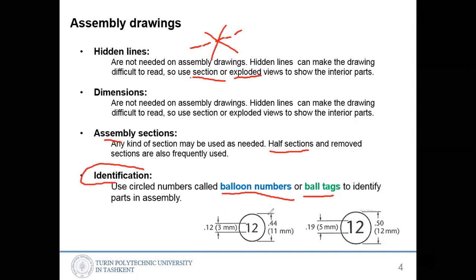Here the style of the balloons is shown. If you have 3 millimeter characters, the numbers, you will have at least an 11 millimeter circle around it. And if you have 5 millimeters, you will have 1 more millimeter, so a 12 millimeter diameter circle.